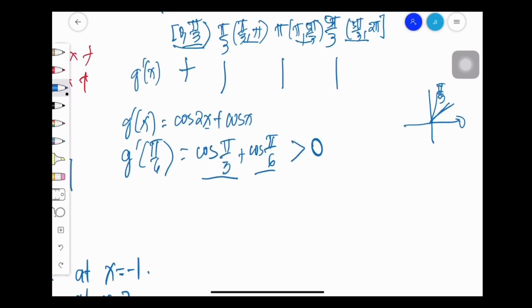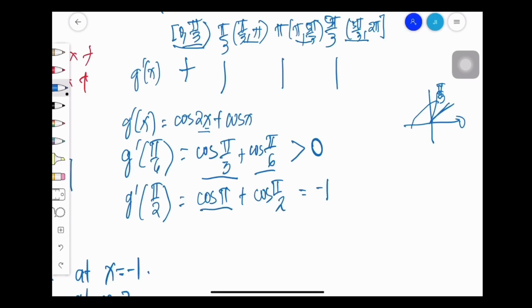Okay? Next, between pi over 3 and pi, let's choose a number, say pi over 2. If you evaluate g prime at pi over 2, we obtain cosine of 2 times pi over 2, which is pi, plus cosine of pi over 2. Okay, what's cosine of pi? Cosine of pi is negative 1 and cosine of pi over 2 is 0. And this is a negative number. Right, so meaning this interval it is negative.